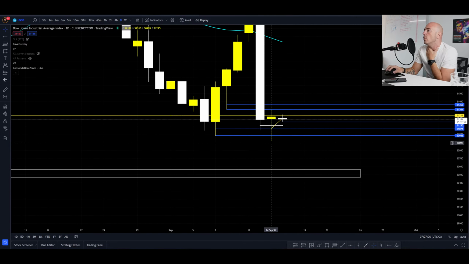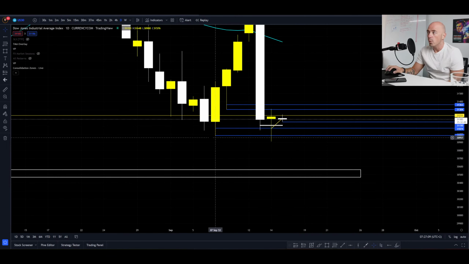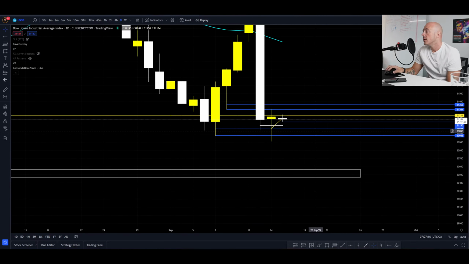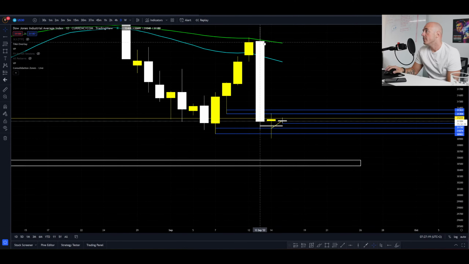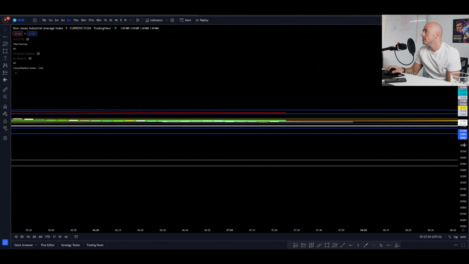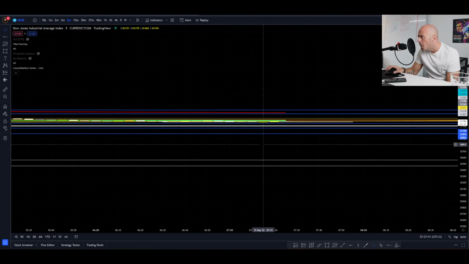I like this little wick below that. That's a nice little... Who knows? We might get the beautiful down candle, doji, and then bullish. Right now it's bearish, but... Let's analyze the charts, huh? So... No, I got nothing.